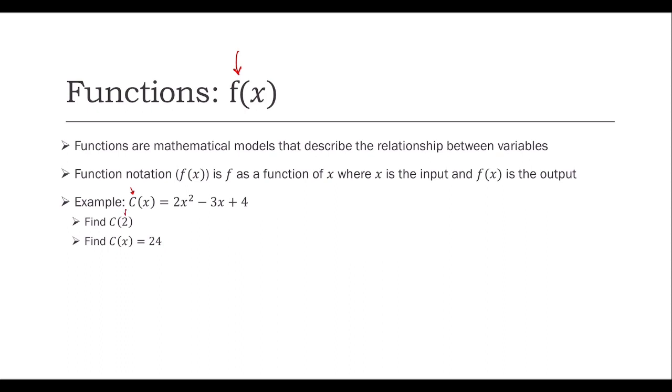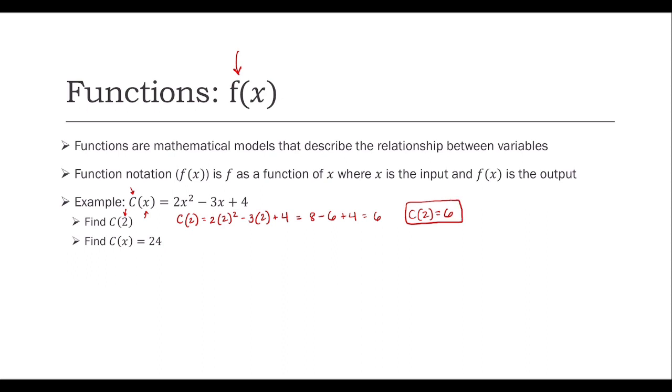So if it's in the parentheses, this 2 is replacing x. So our x equals 2. So c of 2 equals 2 times 2 squared minus 3 times 2 plus 4. So 2 times 2 squared is 2 times 4, which is 8, minus 3 times 2, so minus 6, plus 4. 8 minus 6 is 2, plus 4 is 6. So c of 2 equals 6.